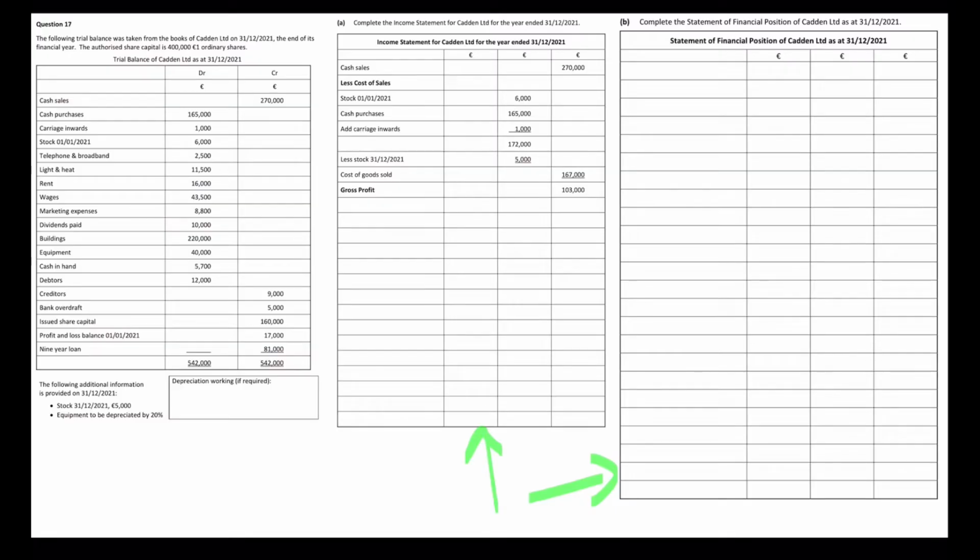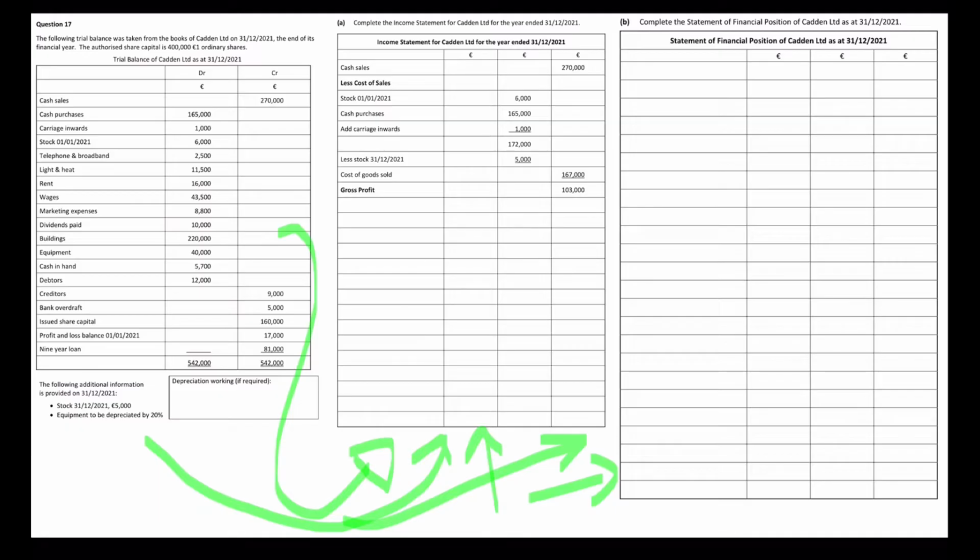So what we have to do, we just have to take all of the figures from here and put them into either the income statement or statement of financial position. And we also have to put these figures here into both the income statement and statement of financial position. Now, how do we choose which account to put them in?